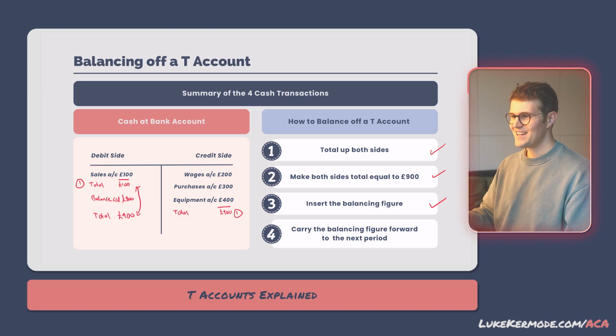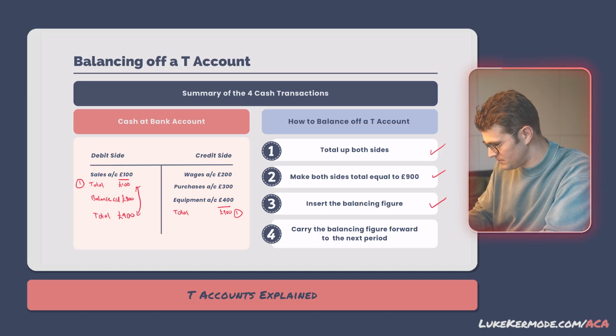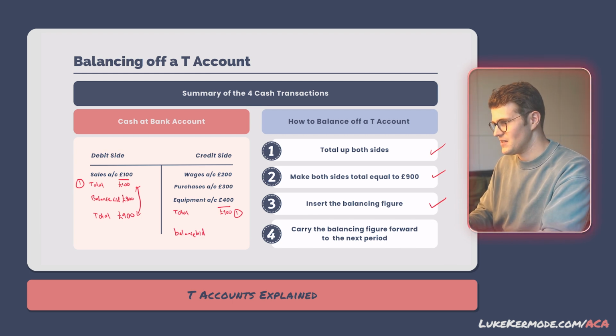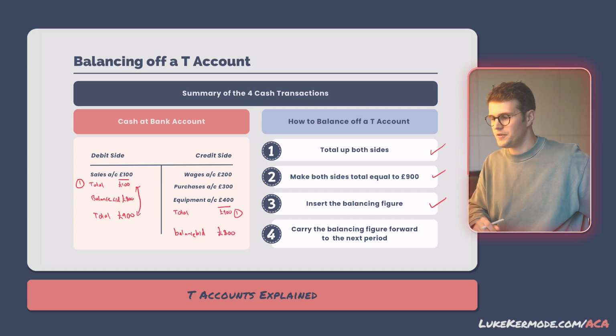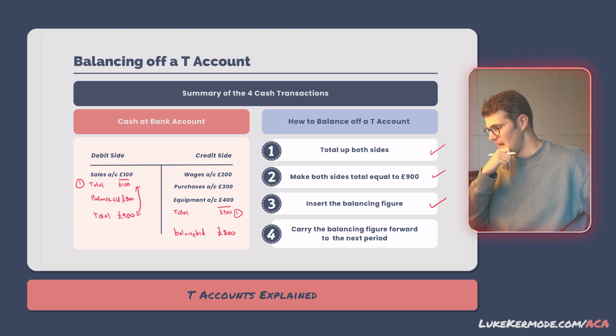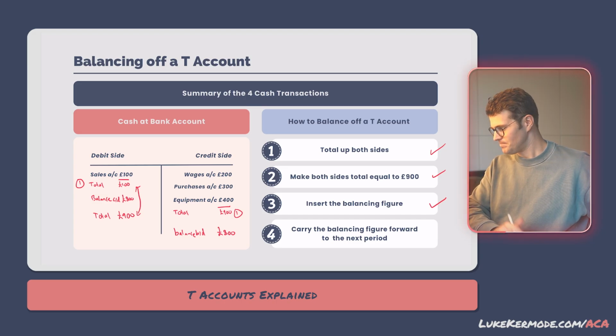And finally, step 4, in the next accounting period, this balance is brought forward as the balance brought down. You'll see it on the credit side of the T account, showing that this business starts the new period with an £800 cash overdraft. So that £800 is the balance that's carried forward to the next accounting period. This 4-step process is known as balancing off an account. It's an essential step that accountants must follow when preparing ledger accounts for financial reporting and analysis.